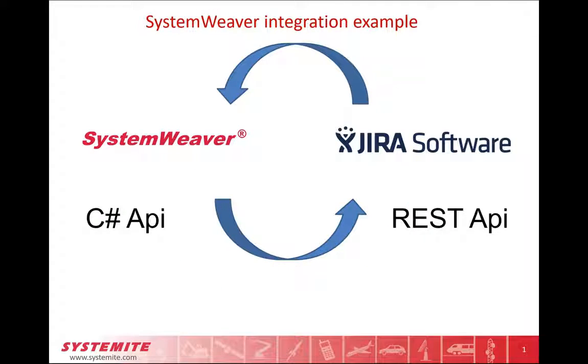The plugin is made in C# and its source code is available on GitHub. The plugin is not a complete solution but an example of how an integration between Jira and SystemWeaver can be made, and customers of SystemWeaver are free to develop further. The plugin uses the SystemWeaver C# API and Jira's REST API.